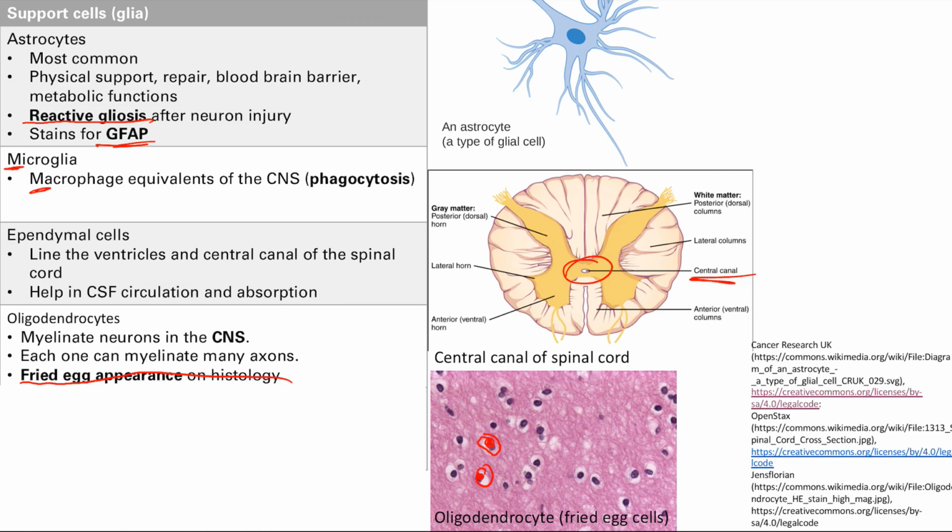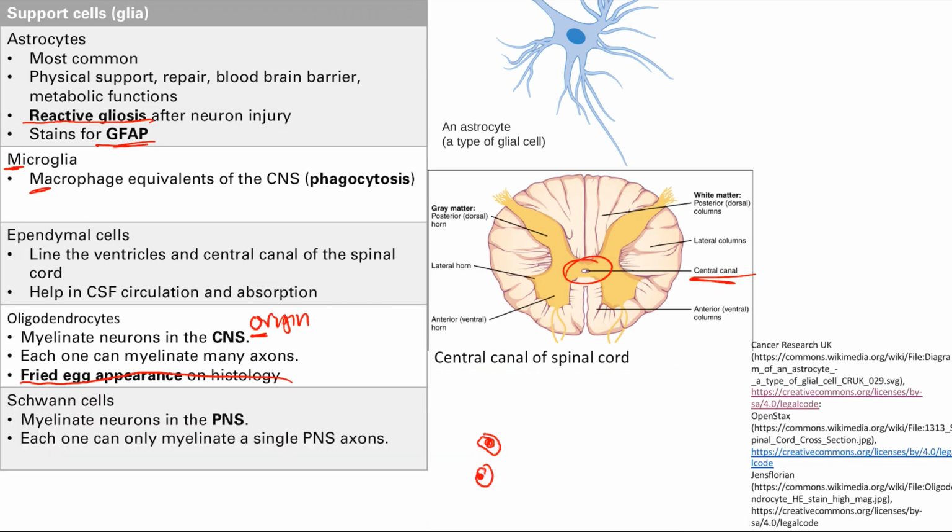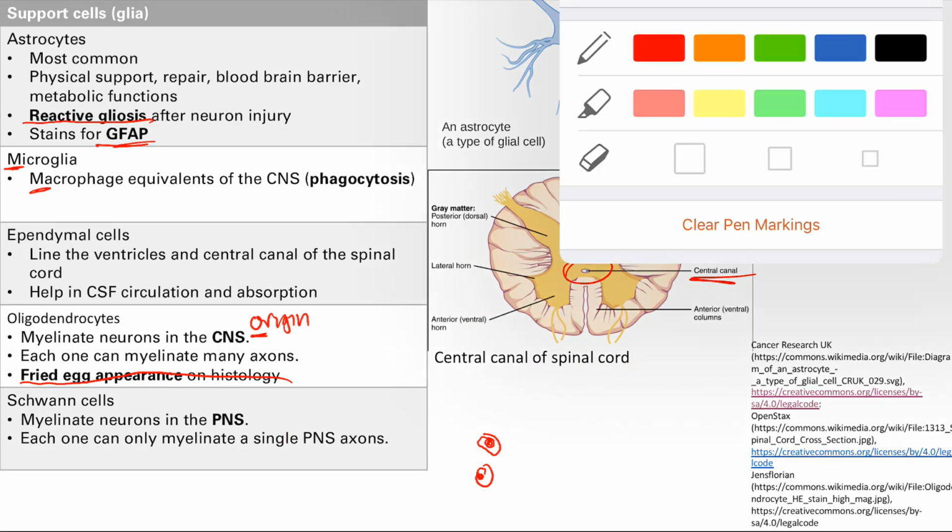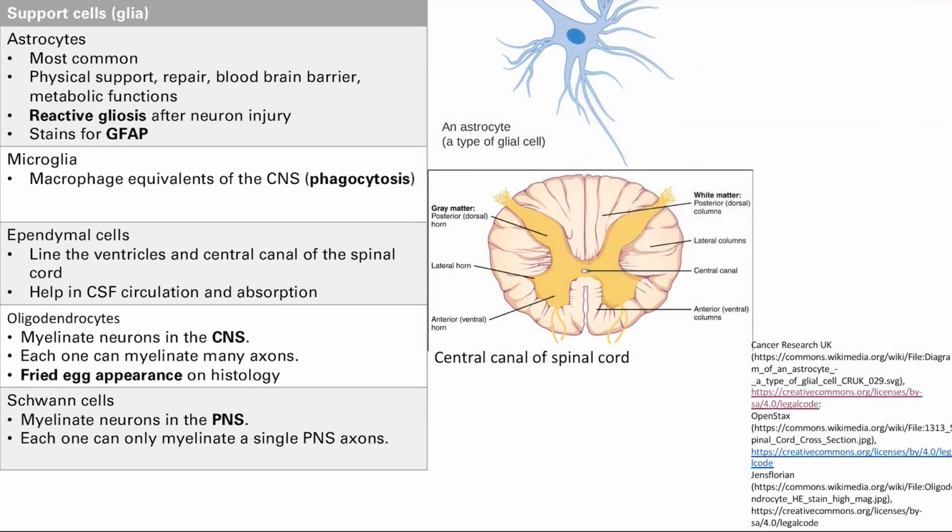Just remember that oligodendrocytes are at the origin, the central nervous system. And then Schwann cells are the ones at the peripheral nervous system. These can only myelate a single peripheral nervous system axon at a time. So again, oligodendrocytes myelate in the central nervous system at the origin, and then Schwann cells are the peripheral nervous system.